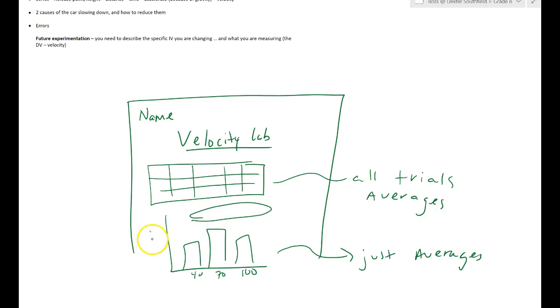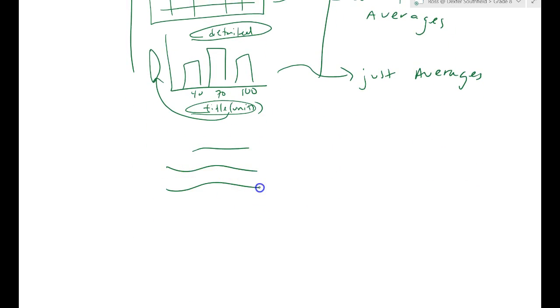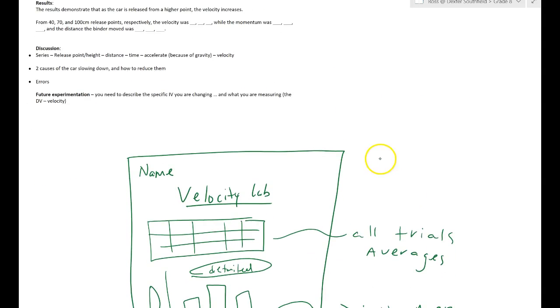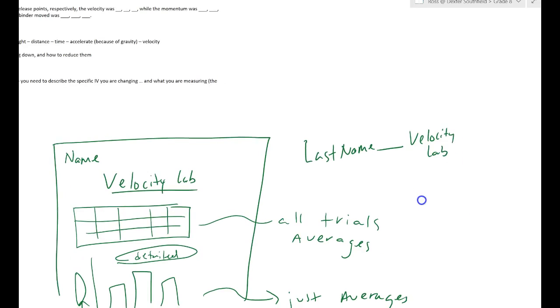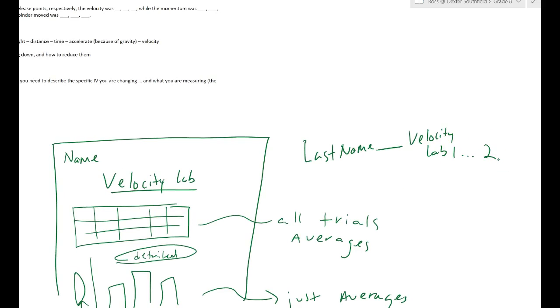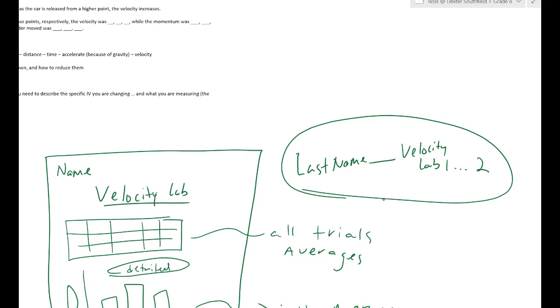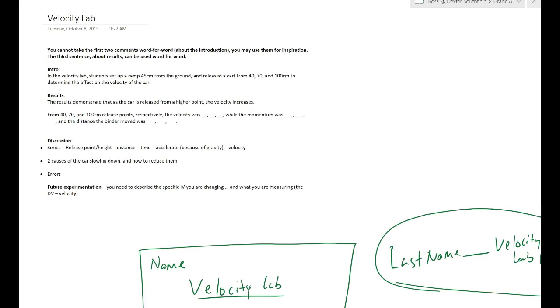Remember, you need a title. This should be very detailed. They should not only have a title, but units, and same thing for the table. Then will be your paragraph, which is what we're going to talk about. When you submit this, you want to submit it last name, underscore, Velocity Lab 1 or 2, depending on whether it's your first draft or your final draft. Remember, points might get taken off if you do not follow that setup.